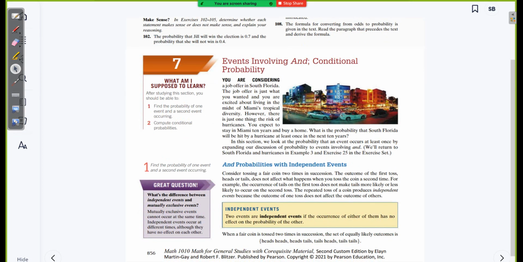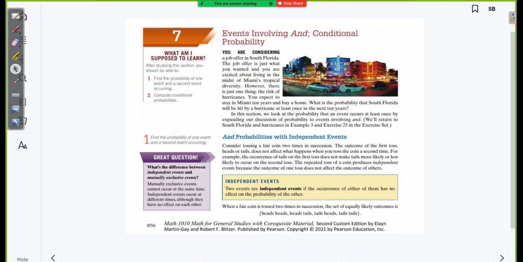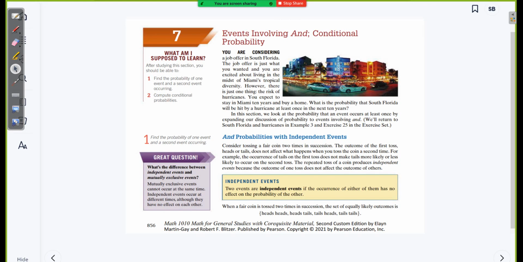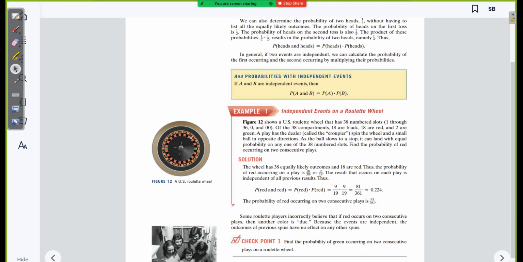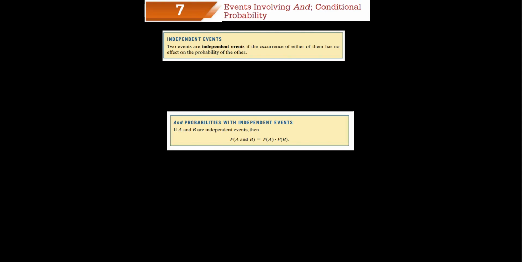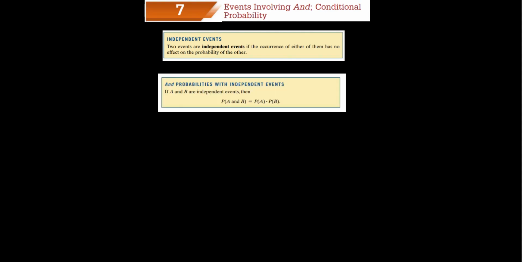But the arithmetic behind it is you're just multiplying. So let's go ahead and put independent events right here. The first part of the text talks about moving to Miami, but we don't like hurricanes, which makes sense. I think we revisit it in example 2 or 3, but for now we don't really need the context of it. Instead, let's talk about two definitions here.